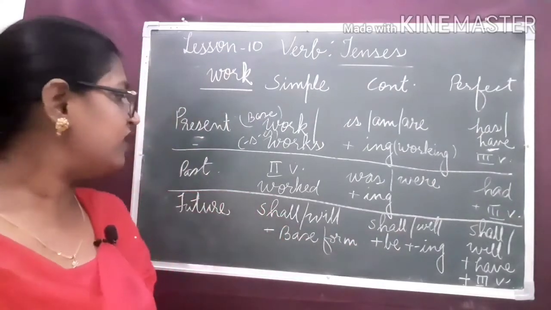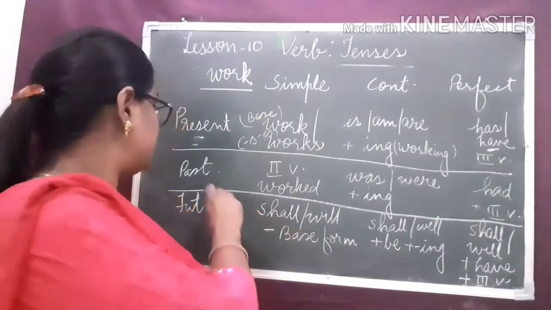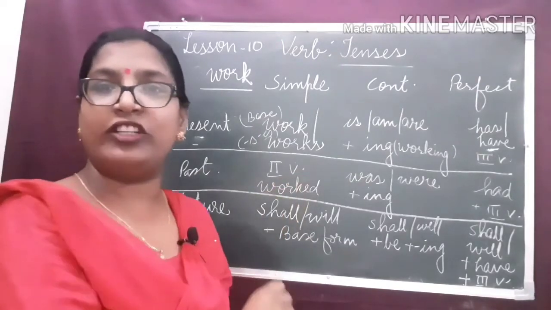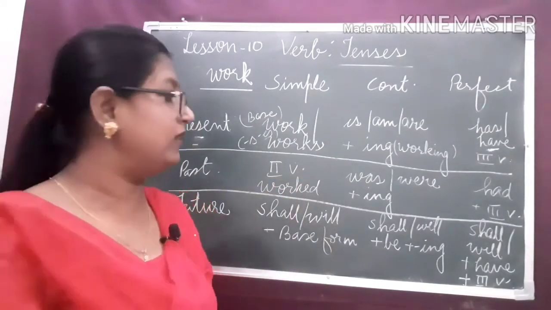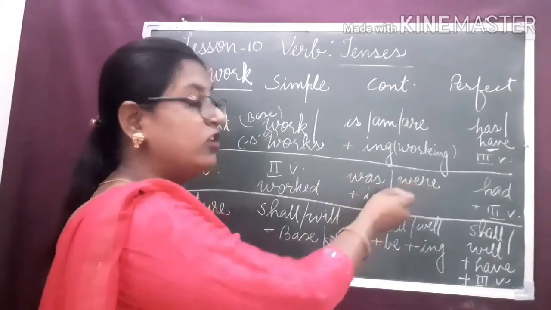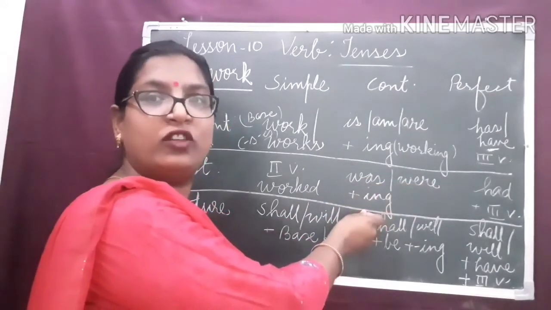Then in simple past tense, we use second form of the verb, whether the subject is singular or plural. And in past continuous tense, we use was or were plus ing form of the verb.